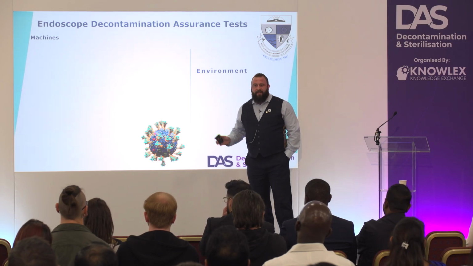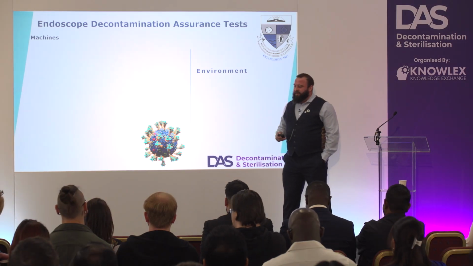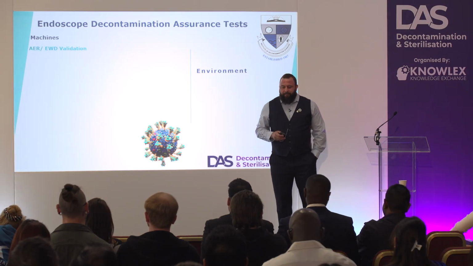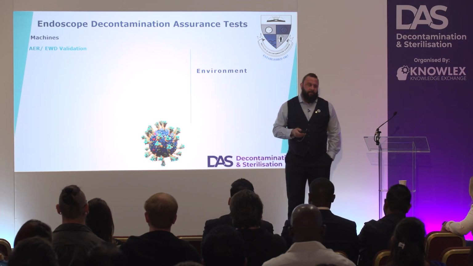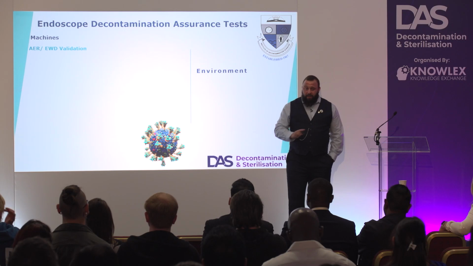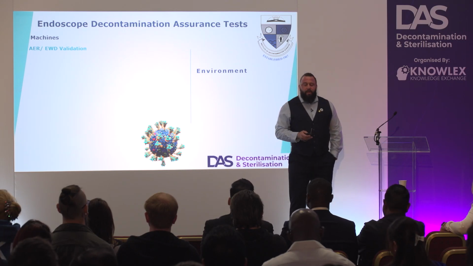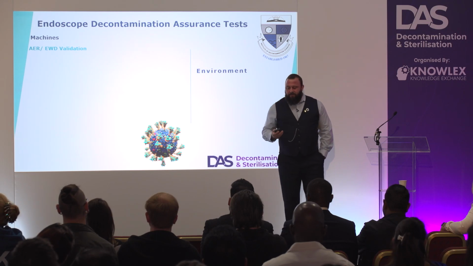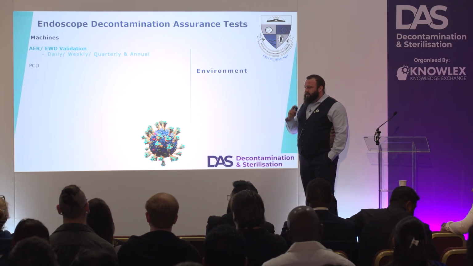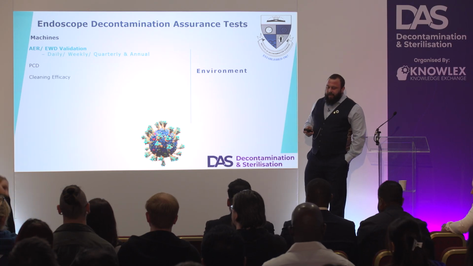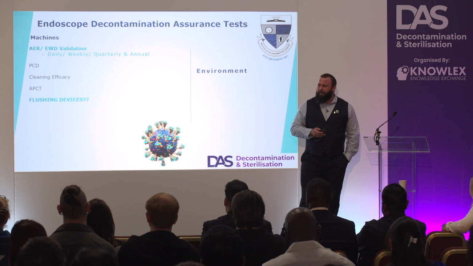We do a lot of things around endoscopy. We're looking at the machines. We do a lot of tests on the machines and the environment. First thing is the AER validations. If there's any AEs in the room, I'm not listing every single test, I'm just generalizing. We're just going to do an overview of some of the things we look at. We obviously have the machine validations: dailies, weeklies, quarterlies, annuals. We do process challenge devices, clean efficacy tests, automatic process control tests, and what about flushing devices?